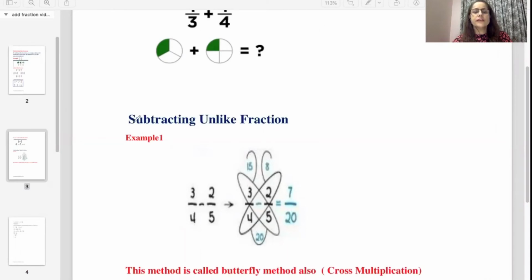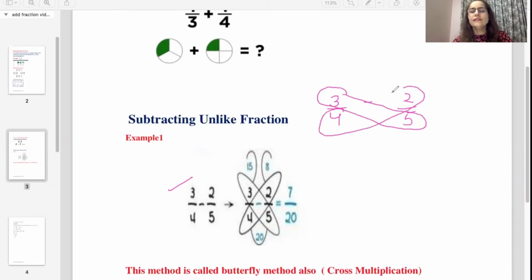Next, moving further, now we will learn how to subtract unlike fractions. Now we are taking the numbers 3 by 4 minus 2 by 5. Now we will learn another method of subtracting. This method is called the butterfly method. It is very interesting. How to do this? We will cross multiply these numbers and we will cross multiply these numbers like a butterfly. So what are we getting? 5 multiplied by 3 is 15. 4 multiplied by 2 is 8. So subtract now, 15 minus 8.